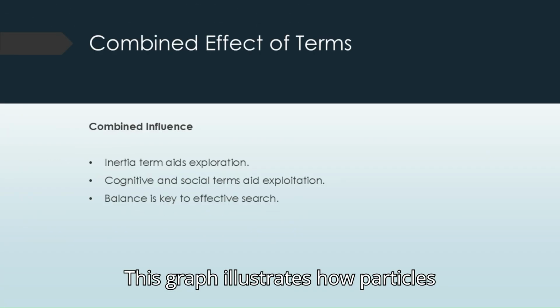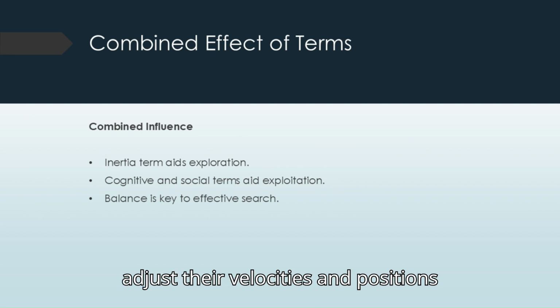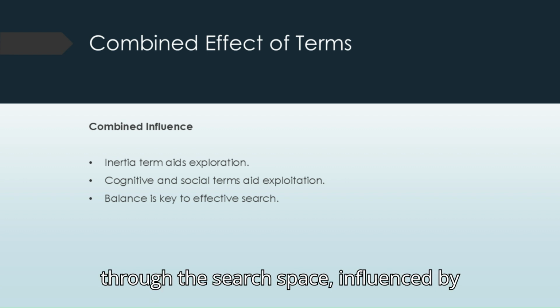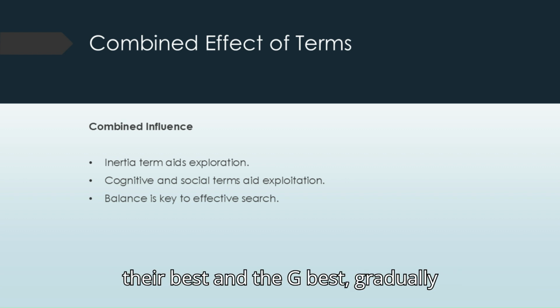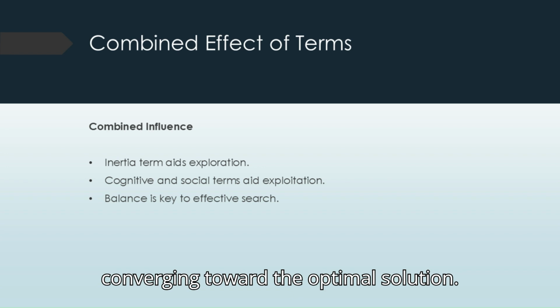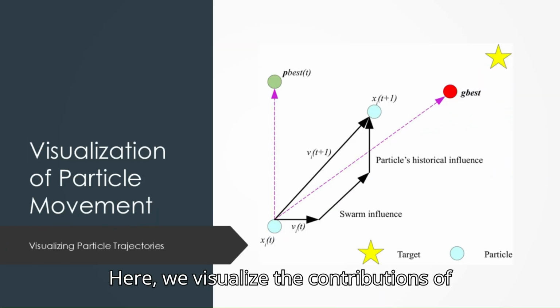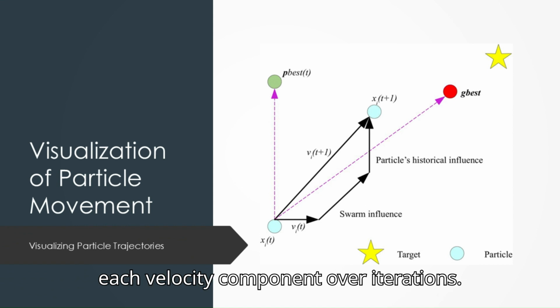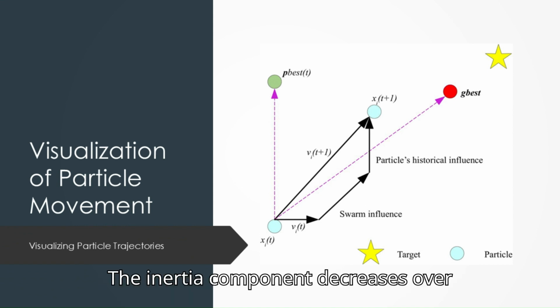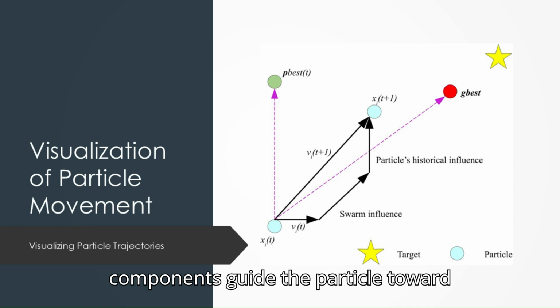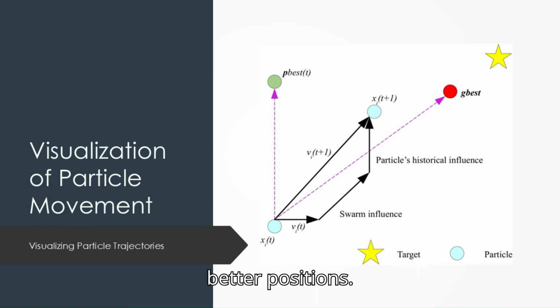This graph illustrates how particles adjust their velocities and positions over time. You can see particles moving through the search space, influenced by their p-best and the g-best, gradually converging toward the optimal solution. Here, we visualize the contributions of each velocity component over iterations. The inertia component decreases over time, while the cognitive and social components guide the particle toward better positions.